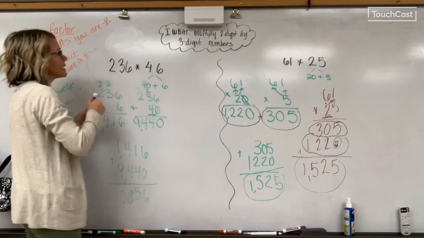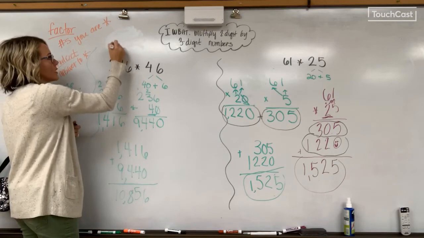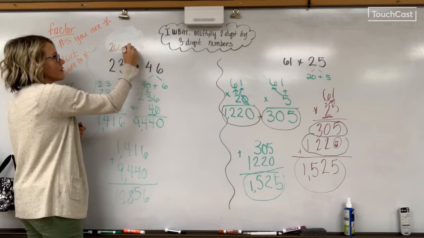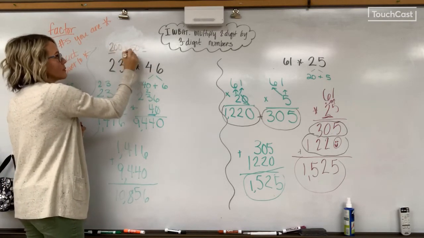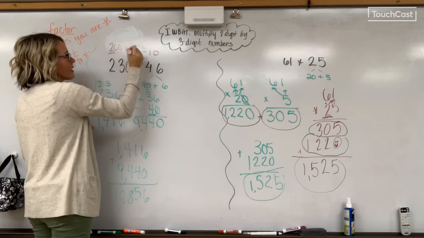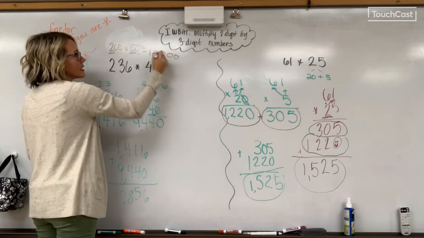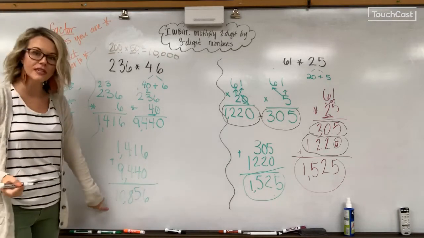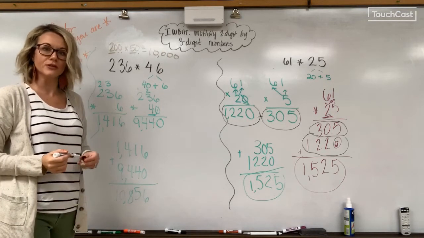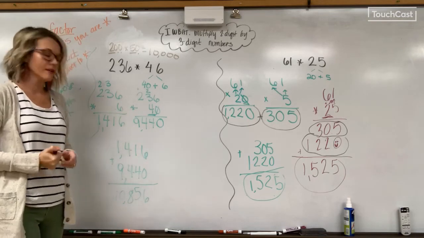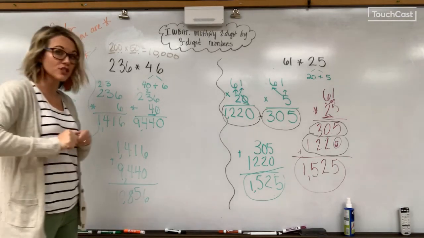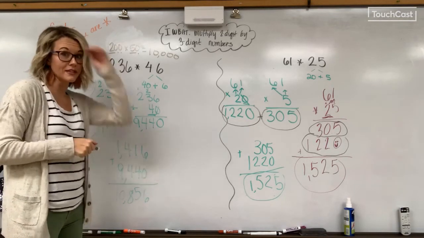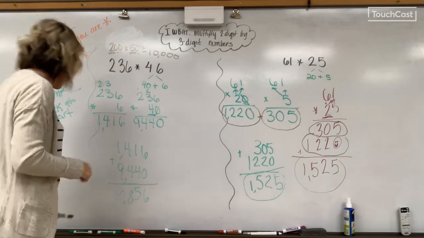So I would have said, let's round 236 to 200, 46 to 50, 2 times 5 is 10, add your 3 zeros, and your estimate is 10,000. My answer, 10,856, is pretty close to 10,000, so I'm probably right. Unless I made a silly multiplication error, which we all know I can do because I made an addition error over there. We all do it.